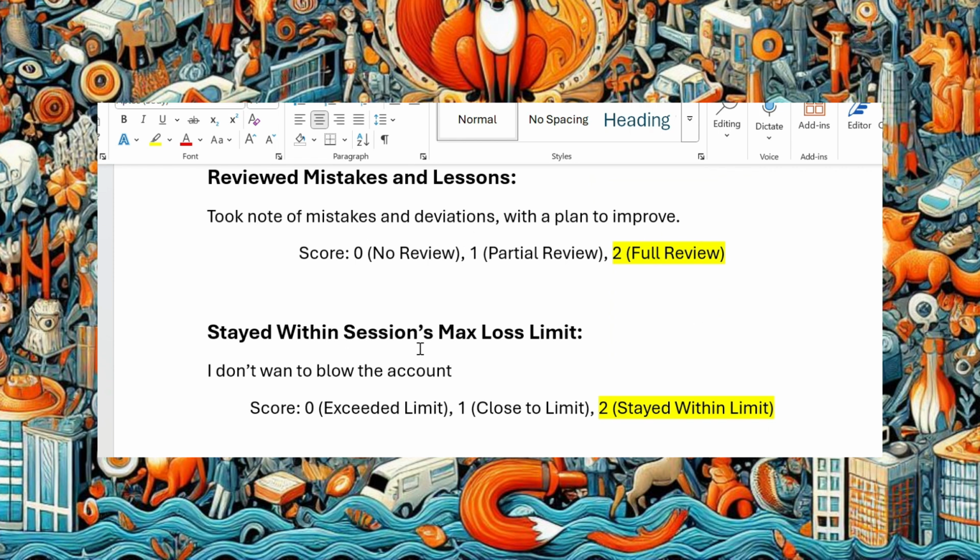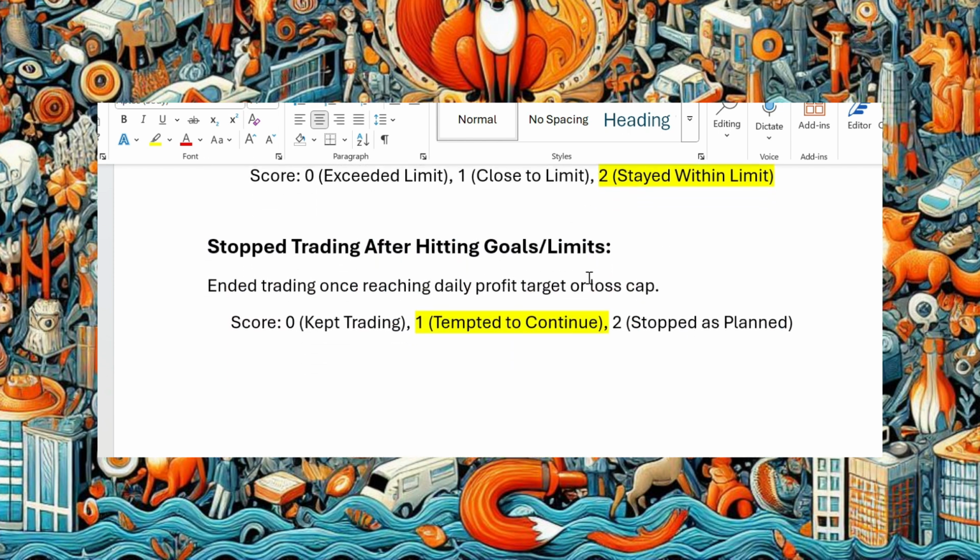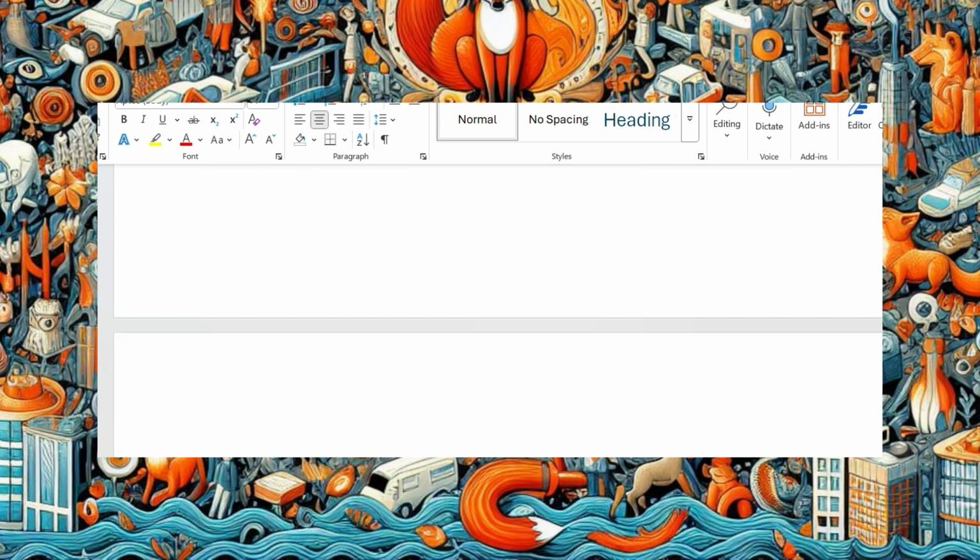Fully reviewed. Stayed within session max loss limits. Stayed within limits. Stopped trading after hitting goal limits. Ended trading once reaching daily profit target or loss limit. I attempted to continue, but I only took the two. I took the one, but took the two.